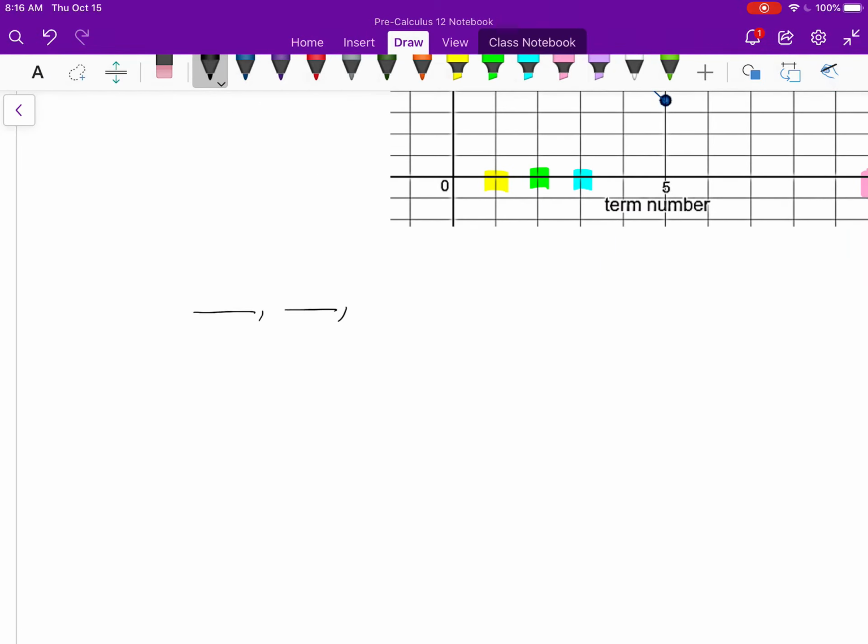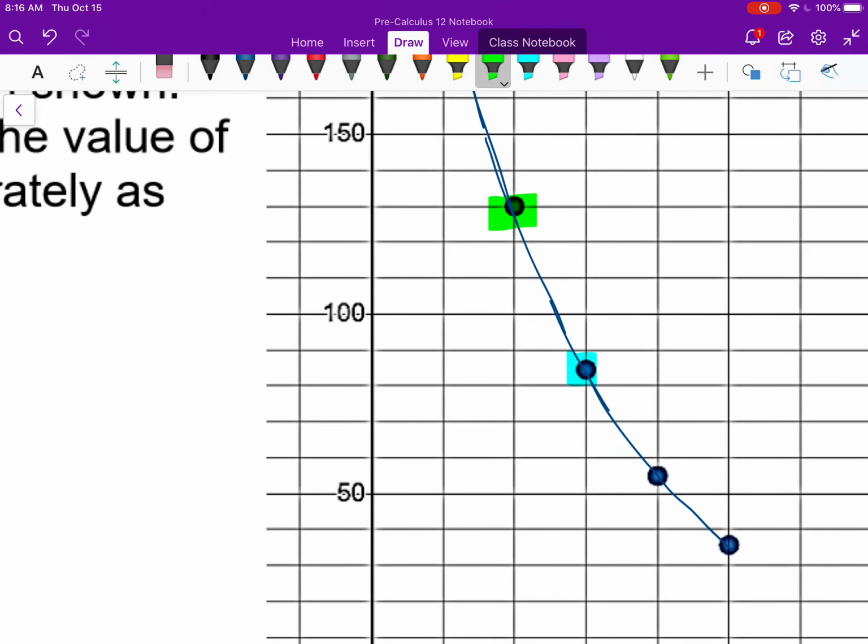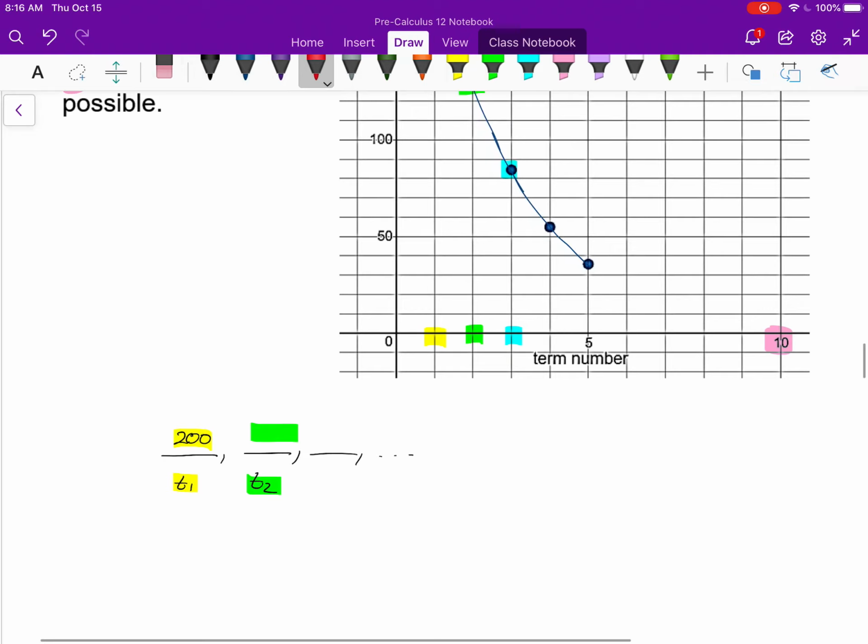So I'm going to focus on the first few terms that we have here. Term 1 definitely looks like it's 200. What about term 2? Let's look at my graph. Term 2 looks like it's at about 130. If it's not 130, it's extremely close. So that looks like 130. And that's really all I need to focus on.